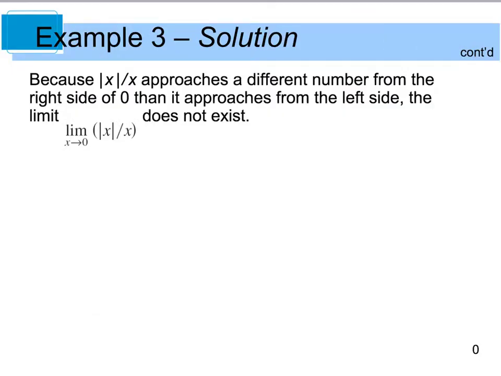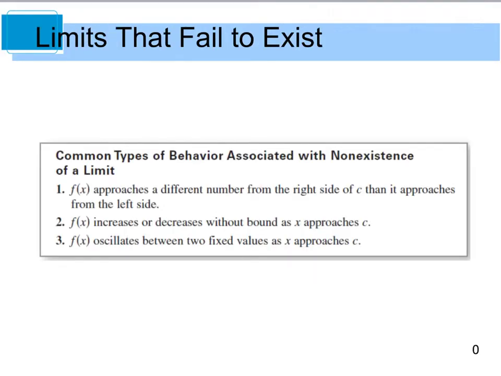Alright, yes, the limit, since it doesn't approach the same thing, it does not exist. Katie Heron told us all. Alright, so basically there's a couple different scenarios why limits would not exist. What we just talked about, first part, the f of x approaches different numbers from the right side of c than it approaches from the left side. So if it doesn't go to the same value, the limit doesn't exist.